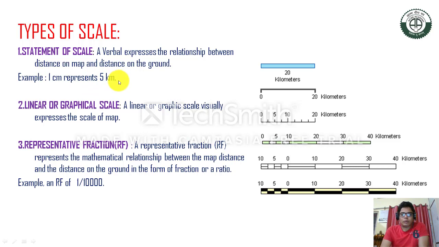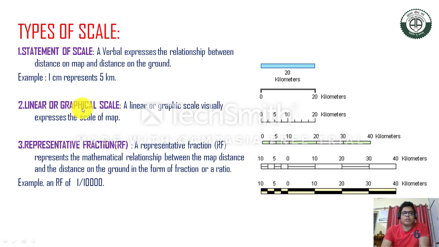By this we can know that 1 centimeter on the map represents 5 kilometers on the ground. So the map is in centimeters, and the 5 kilometers you should convert into centimeters also. For that you have to multiply by 1 lakh, so you can easily get the statement of scale. So this is the first type of scale.